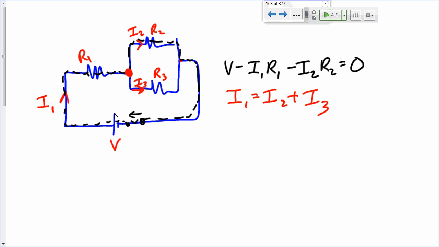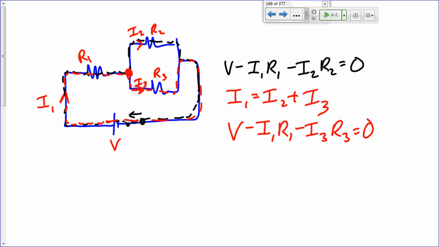Right. I could do another loop. Instead of going across the top branch, I could go through the bottom branch like that. And that would be V minus I1R1 minus I3R3 equals 0. Those are all correct equations. And now I have 3 distinct equations that you could solve. Well, like I said, it's complicated to solve those, so why would you do that?